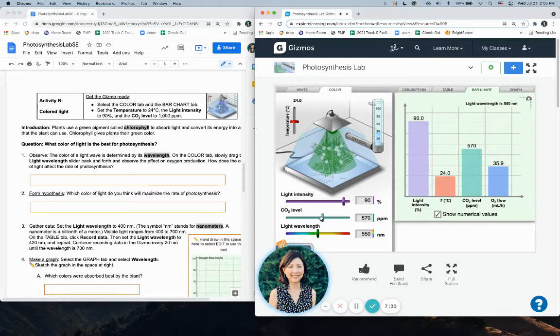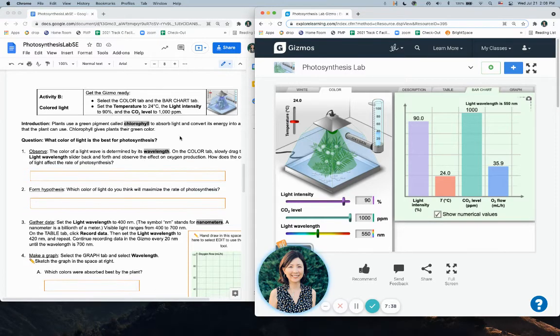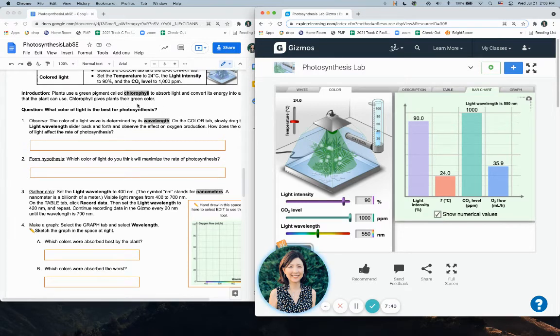And the CO2 level to 1000. Okay. And we're going to read a little bit about this pigment called chlorophyll, which absorbs light energy and converts energy into one that the plant can use. And we want to figure out what color of light is best for photosynthesis.